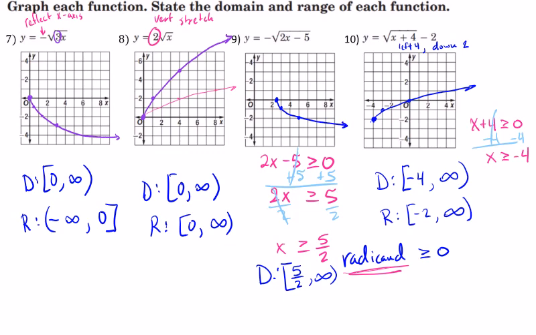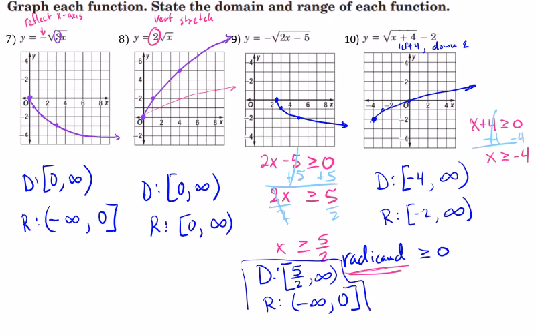All right, so the range is going to be, how far does it go down? It goes down forever, so negative infinity is our left endpoint. How far does it go up? It goes up to 0, because I didn't have any shift up or down. So that's how you find the domain and range of these.